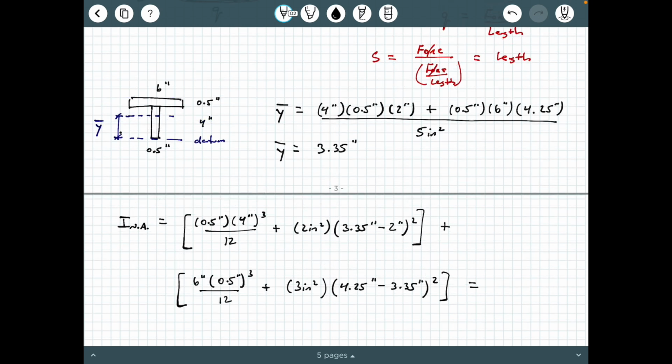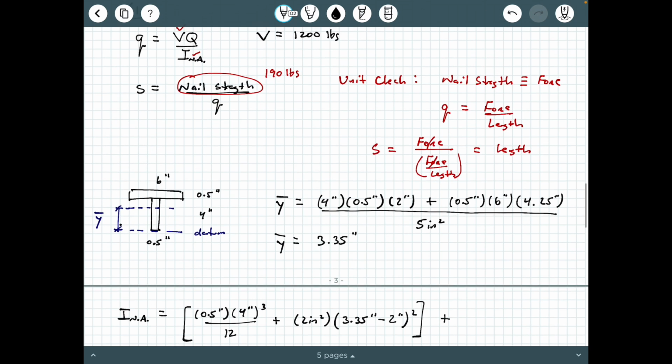So I end up getting 6.31 inches to the 4th for this first term. And when I punch in this second term, I end up getting 2.49 inches to the 4th. So if I add these 2 together, I end up with a moment of inertia about the neutral axis total of 8.8 inches to the 4th, okay? So now what we can do is make sure that that moment of inertia value is checked off, all right?